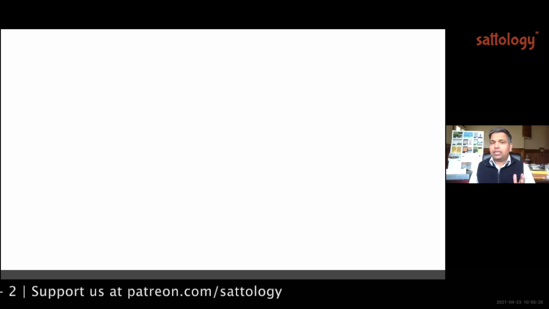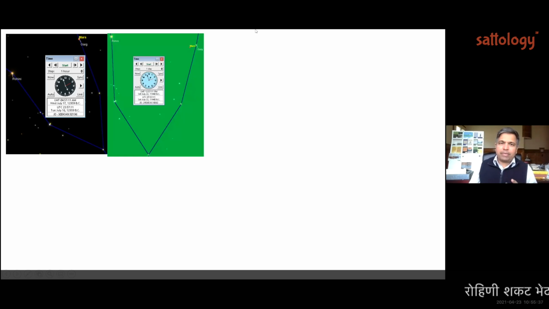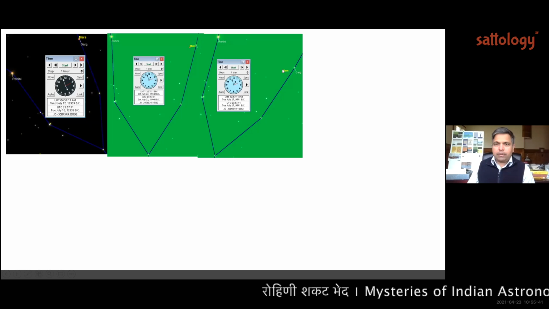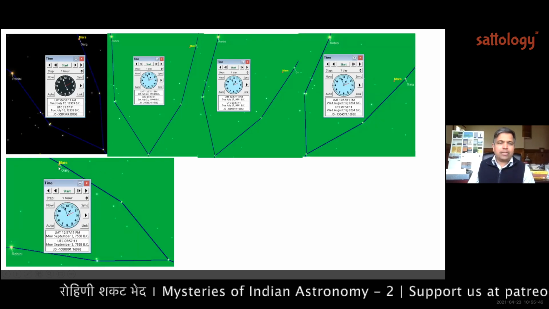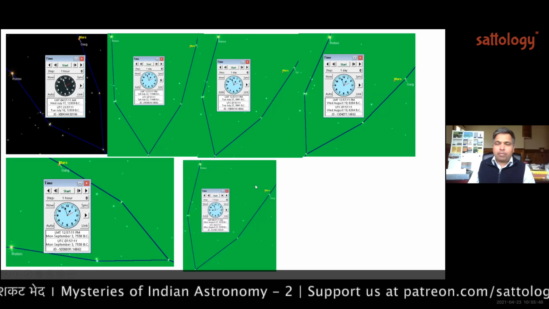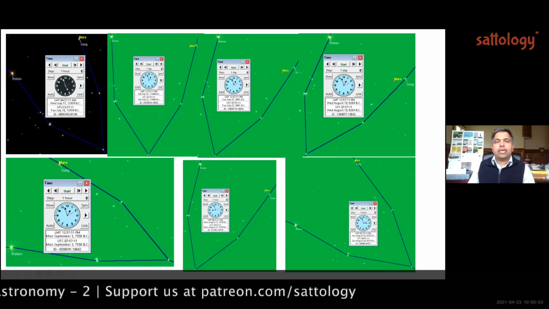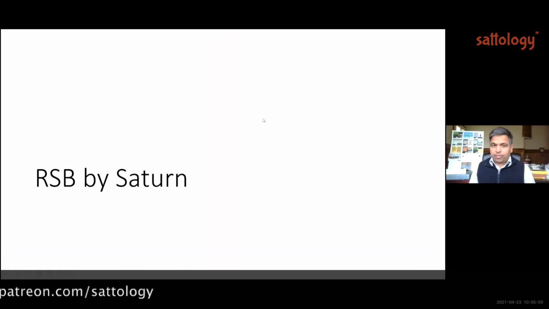These are all done by Mars. I'm going to quickly run you through this. Just notice the V shape and notice that Mars is right on the line or inside. So it's here. Same thing here, maybe a bit hard to see. This is Mars here. Here again, Mars is here. Again, Mars is inside the V shape. Again, Mars is inside the V right on the line. Here, Mars again inside the V, and here Mars right on the line. So these are about 7 instances where Mars did Rohini Shakata Bhed.